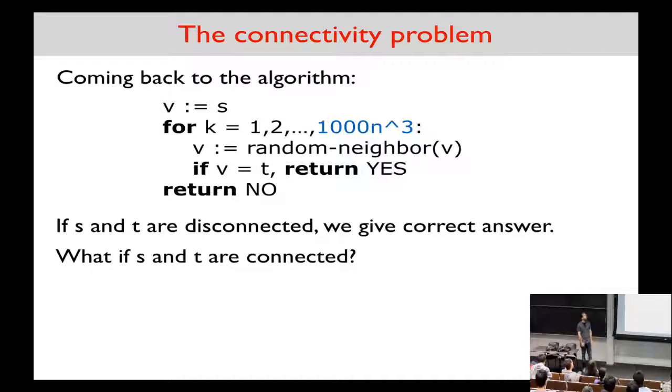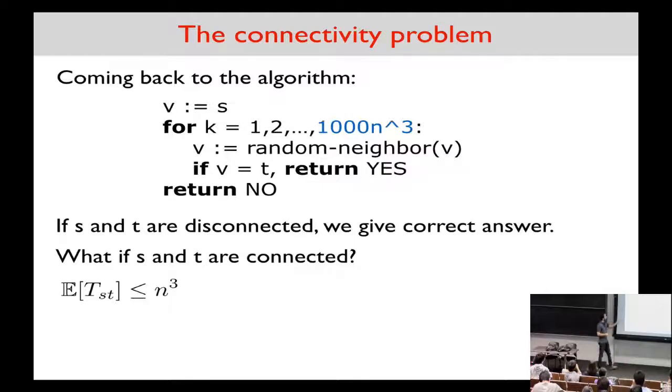So we have proven that the expected time it takes to go from S to T is at most n cubed. And what I'm going to do now is specify in my algorithm what capital N is going to be. It's going to be 1,000 n cubed. I'm going to repeat the random walk for 1,000 n cubed steps. As we said, if S and T are disconnected, we give the correct answer. If S and T are connected, then what can we say?